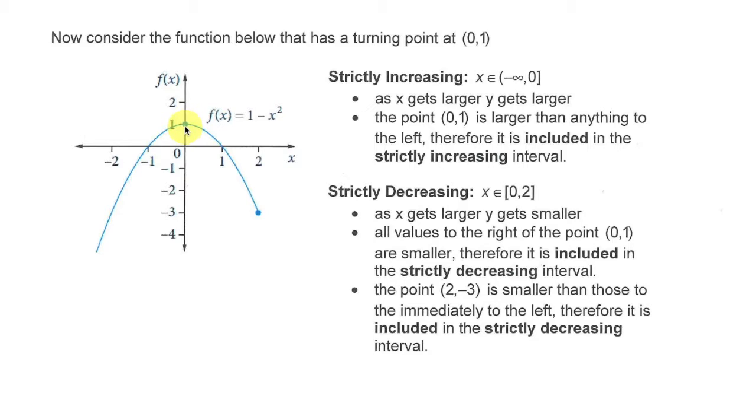Again, we're not talking about the gradient. We're talking about, as x gets larger, are the values of y getting smaller? And they are, between 0 and 2. The 2 is included because all values immediately to the left of that are greater. So the lowest value that we're going to achieve here is achieved at 2, -3, and the highest value is achieved at 0, 1. So everything in between those two endpoints, and the endpoints themselves, are a part of the interval that is strictly decreasing. So x is an element of 0, 2.